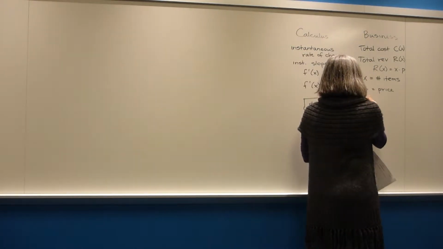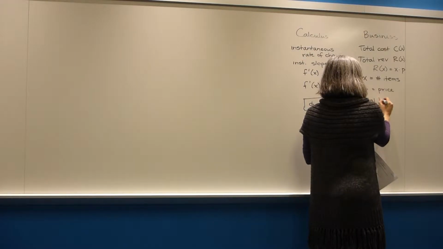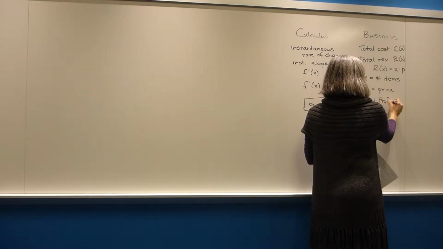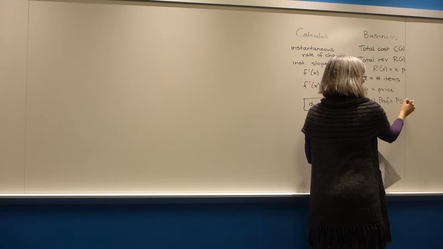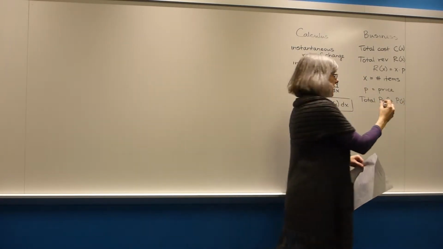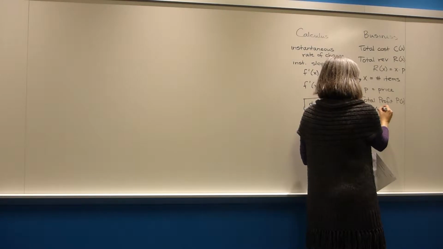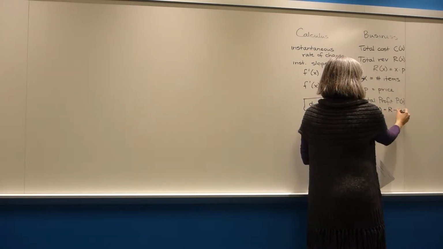But that makes sense. These are things that we know from real life. Right. What else do we know? We know that profit, total profit, capital P of X, is R of X minus C of X. So P, profit, is revenue minus cost.